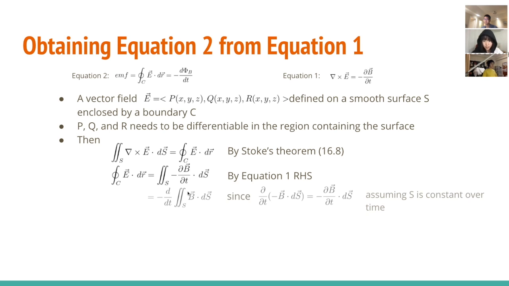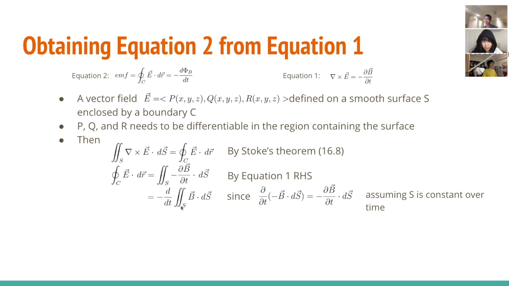Also, we're making an assumption here. We assume that S is constant over time because essentially S is bounded by a boundary C, the wire whose shape does not change over time. And essentially we can measure how E changes with respect to S. So we can assume that S is constant over time, so we can just pull out the partial derivative and take the derivative of the whole equation. And this gave us this formula.